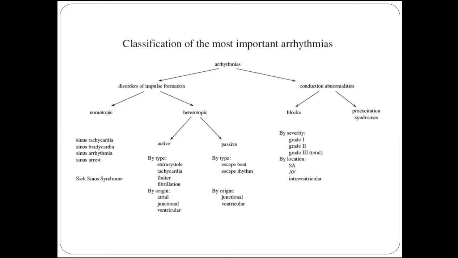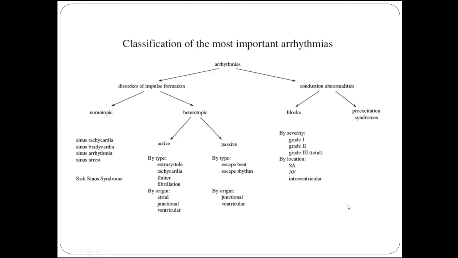Now, the next section that we are starting today, or that you already watched in the videos, is when we have a completely normally formed impulse, formed in the SA node and coming rhythmically. So everything is good with the impulse formation, but that impulse is not propagated normally to another area of the heart. And this is what is called conduction abnormalities.